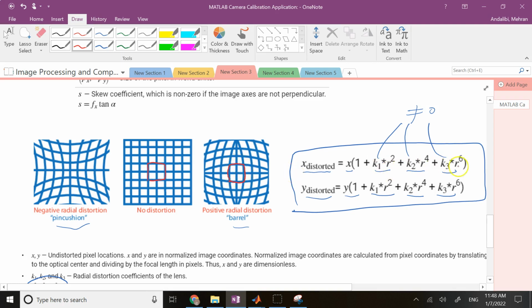That's because these coefficients K1, K2, and K3 are positive. And in the other one, it's basically that the square is being shrunken. Right? That's because those Ki's are negative here, or at least some of them are negative. Here they are positive, and here they are 0. So depending on the sign and how many of them, you will get different amounts of radial distortion.